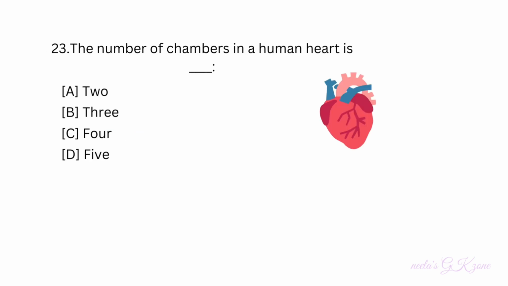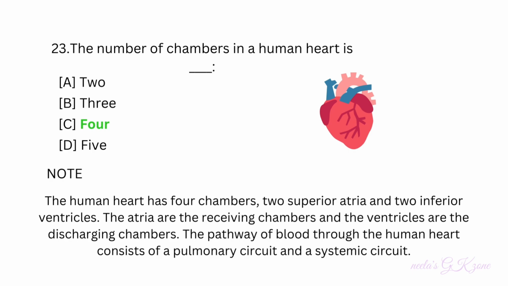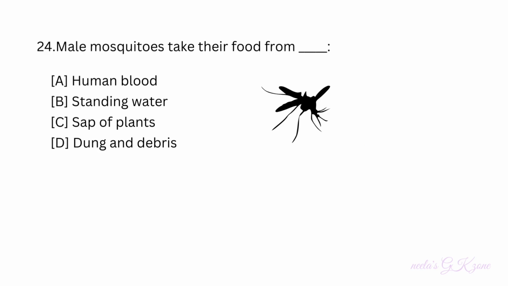The number of chambers in a human heart is, options are 2, 3, 4, 5. And the answer is 4. The human heart has 4 chambers, 2 superior atria and 2 inferior ventricles. The atria are the receiving chambers and the ventricles are the discharging chambers. The pathway of blood through the human heart consists of a pulmonary circuit and a systemic circuit.